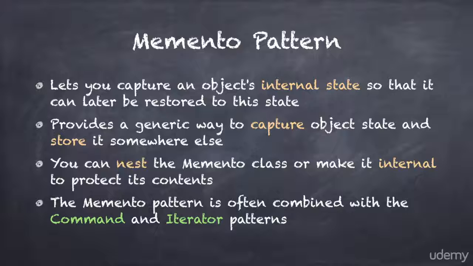The memento pattern lets you capture an object's internal state, so that it can later be restored to this state. This provides a generic way to capture object state and store it somewhere else. To protect the memento's internal state, you can either nest the memento class or make it internal.